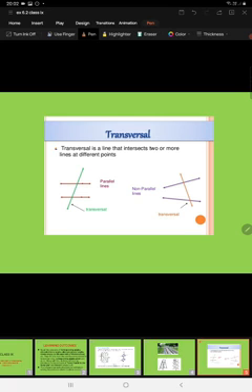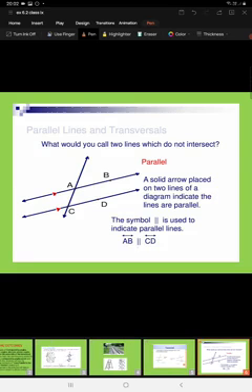And we also know the concept of parallel lines. Actually, what are parallel lines? What would you call two lines which do not intersect? So we call them parallel lines. The lines which have equal distance between them. If the distance between the lines does not change or remains constant, then the lines are said to be parallel.